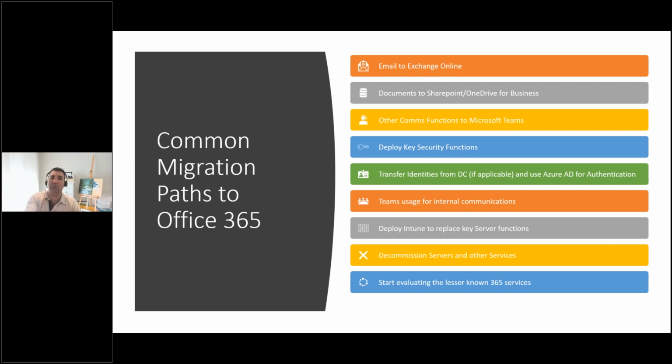Now you might have decommissioned your server further up after email or after OneDrive, but if you're holding on to that, if you're still doing a domain controller, which a lot of organizations will, then you can't decommission it until you deploy Intune. And then start evaluating the lesser known 365 services, things like Planner and To-Do and even Forms, etc. So onto the licensing options.